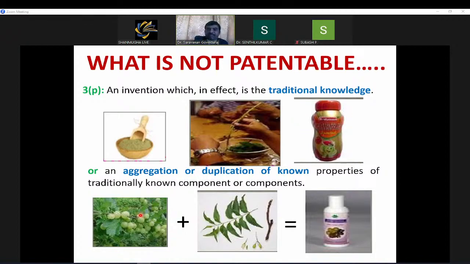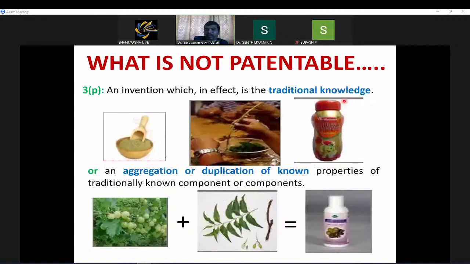So, for example, say amla and neem. The properties and biological uses of amla and neem are known. When you dry these amlas and powder them, and similarly dry neem and make it a powder and mix them, and if you want to get a patent for that mixture, you will not get it, because whatever invention you made is due to traditional knowledge only. So for those things, we can't get a patent.